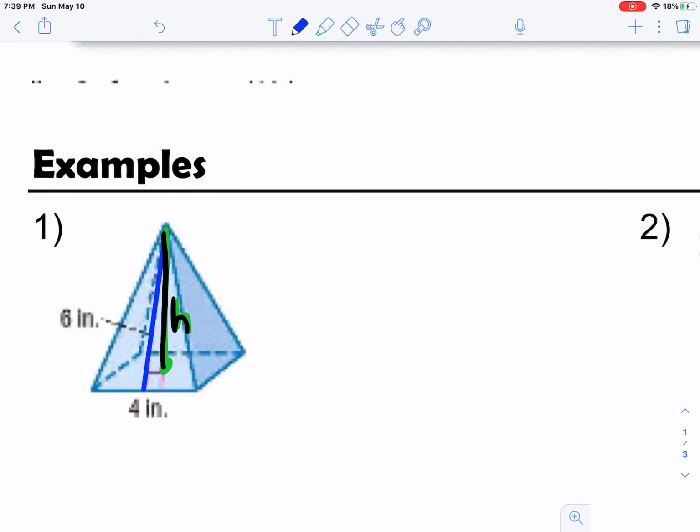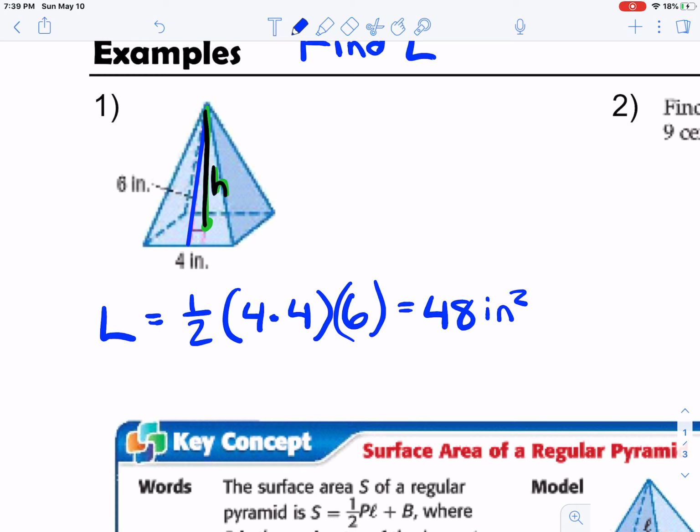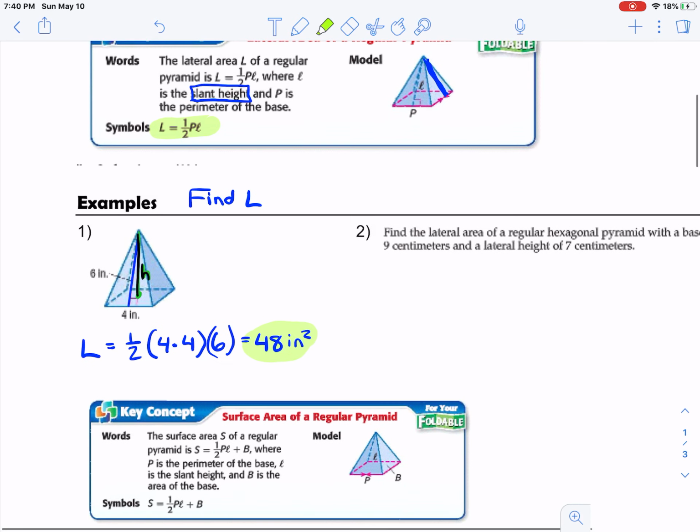So I guess this should say find our lateral area. But for number 1, we're going to have our L is equal to 1/2 times our perimeter of our base. So since we have a square pyramid here, okay, we're going to just do 4 times our side length, which is 4, for our perimeter. And then I'm going to multiply it by my slant height, which I see is 6, okay? So once I enter all that in, that's easy enough. I get 48 inches squared. And again, make sure you are in fact labeling that with your units. I will let you guys do number 2 on your own and then go ahead and check your answers with the key.